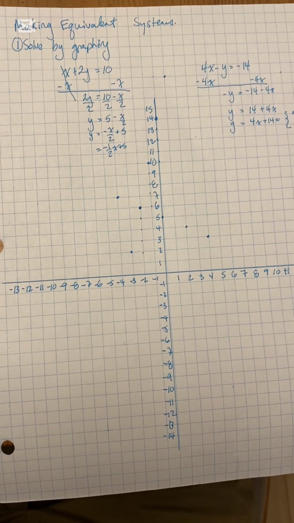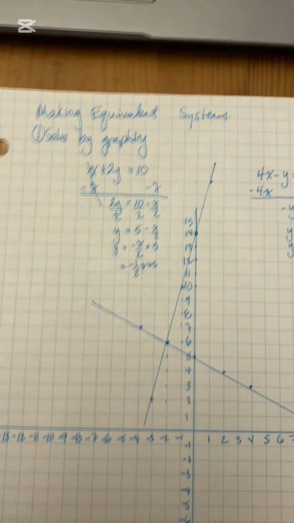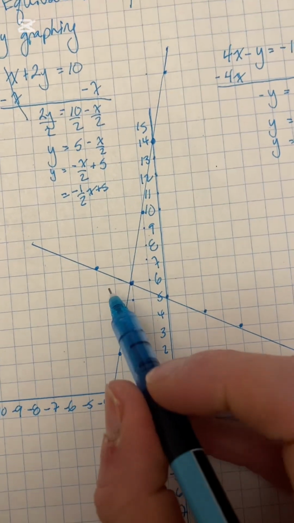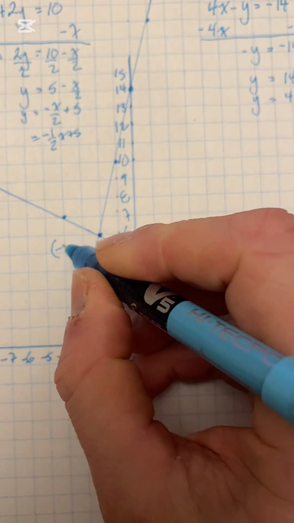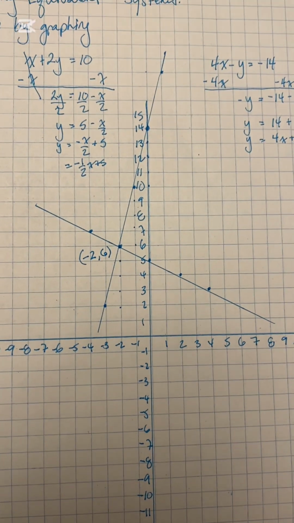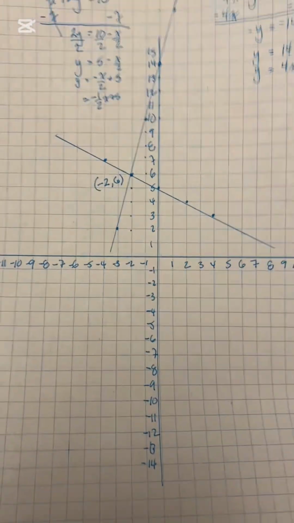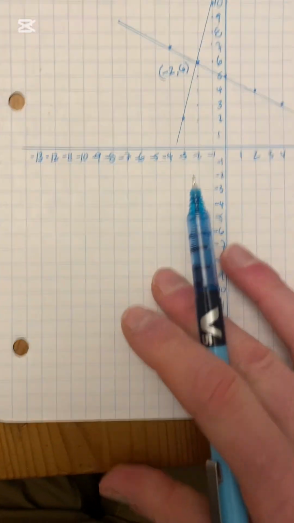I'm just going to put down my phone because I can't hold my phone and draw lines at the same time. So just give me 1 second. Awesome. The ruler I'm using isn't great, but I got my point of intersection right there. My point of intersection is at (-2, 6). Awesome. Okay.